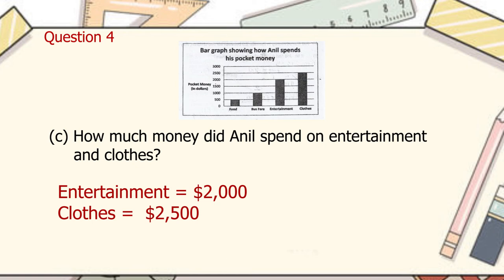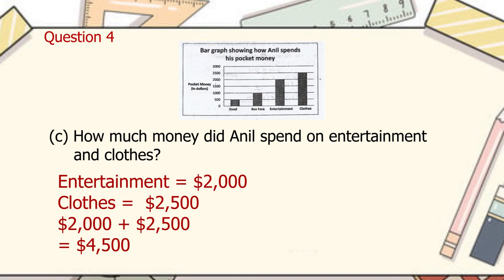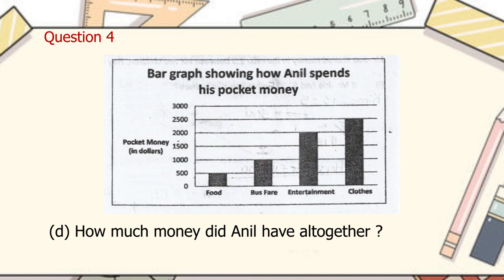Yes, we have to add. When we add $2,000, which represents the amount he spent on entertainment, and $2,500, which represents the amount he spent on clothes, we have a total of $4,500. Therefore, Anil spent $4,500 on clothes and entertainment. Last part of the question. How much money did Anil have altogether?